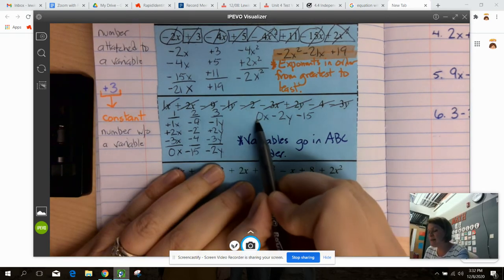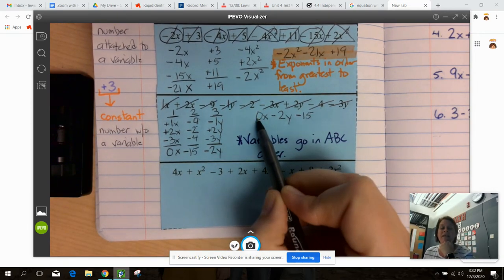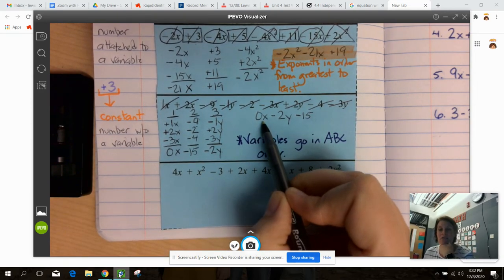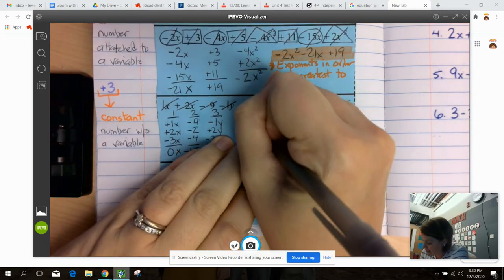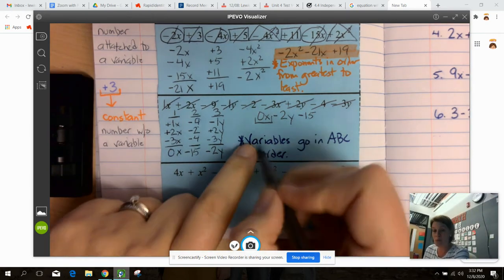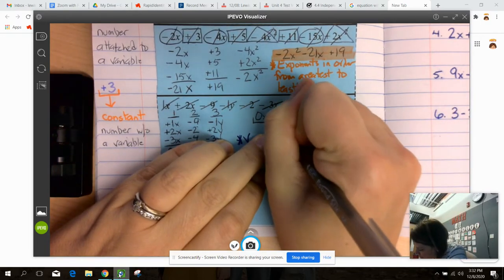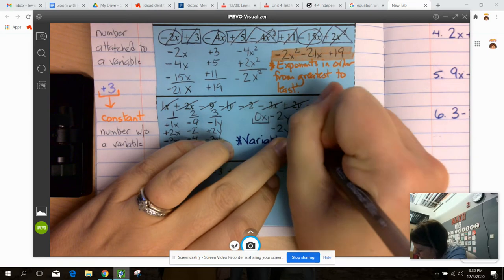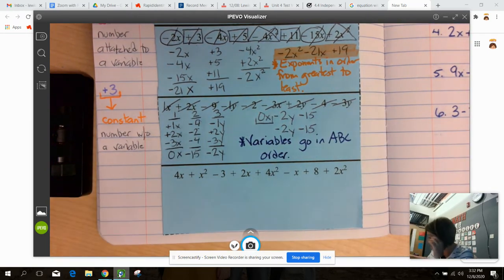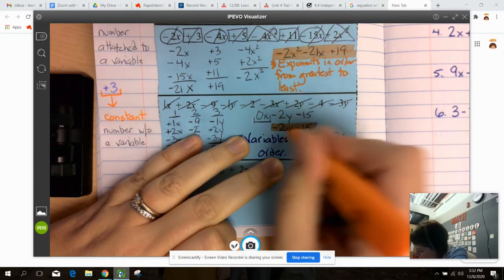All right? Now, this is what I want to point out. If we say 0x, and we know when these are side by side, this is really 0 times x. 0 times anything is going to be 0. You will not see a 0x. It would be gone. Okay? It would disappear. So the real simplified answer, or what we get when we combine like terms for this, is negative 2y minus 15. And that would be your answer for this one.